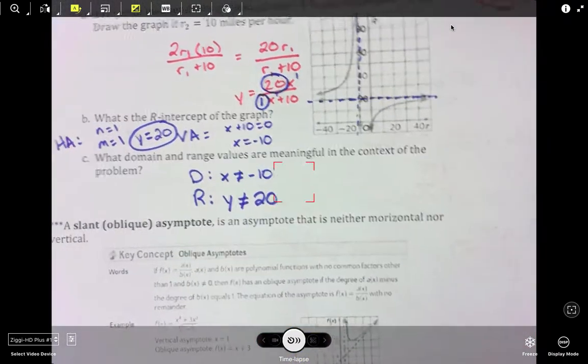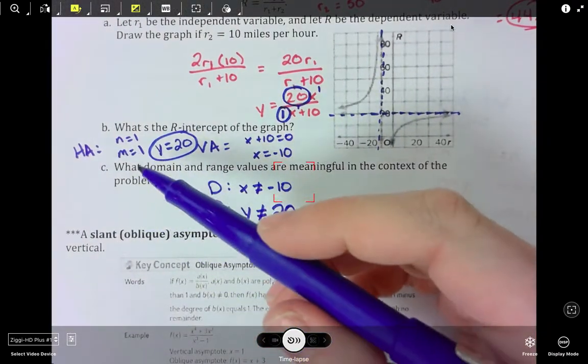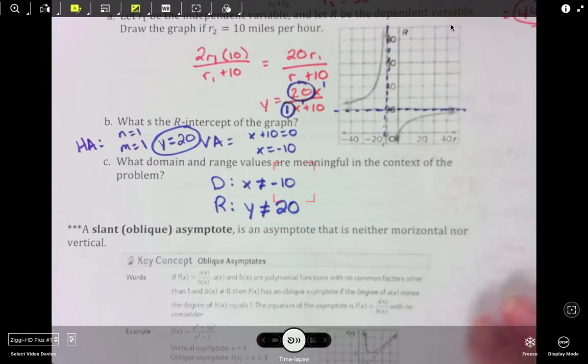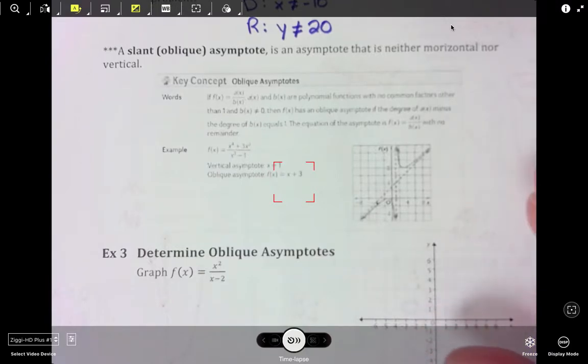So that's kind of how that works. Okay, so there I had an n and m that were the same, and my horizontal asymptote is the leading coefficients. Okay, all right, now we get down into a slant asymptote.